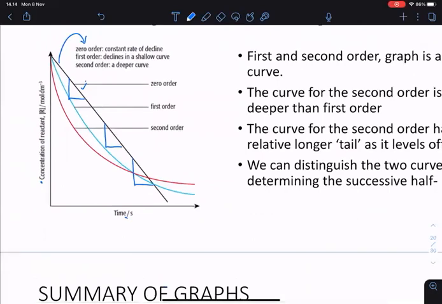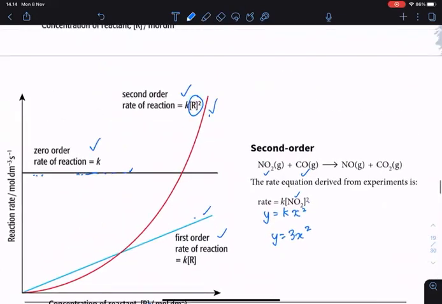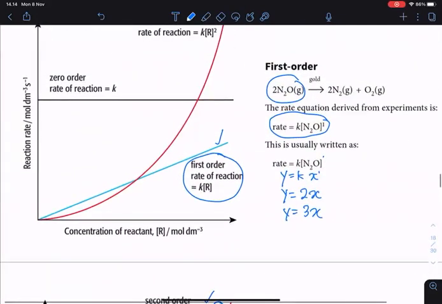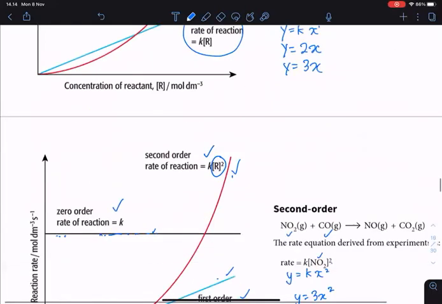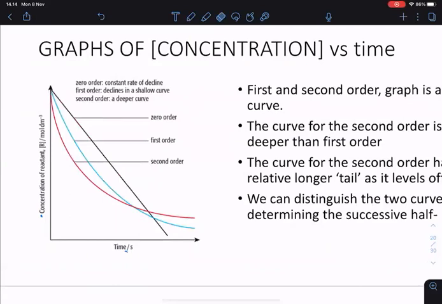Okay, why? Because this is going to be like the graph that we learned earlier. Zero order: the rate is k. Here, if you look at this, the moment it's going down at a constant rate, it's going to be zero order. Okay, we have first order and second order.